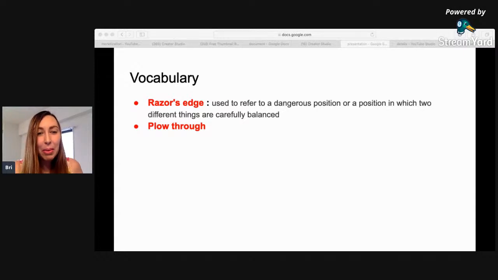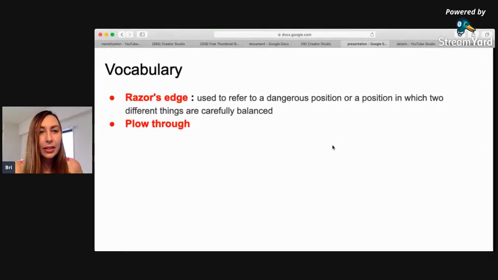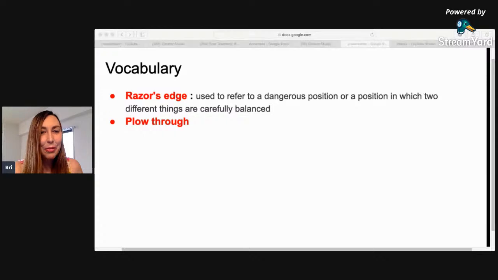Are the words too small? Can you see them? Let's see. How can I make them bigger? Can you see it like this? Is that helpful? Okay.